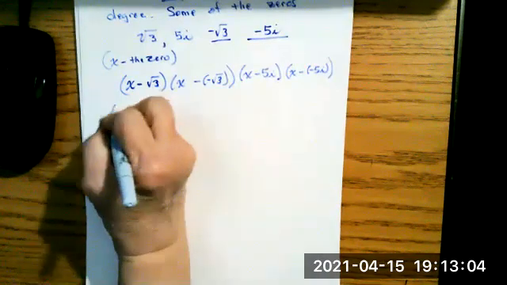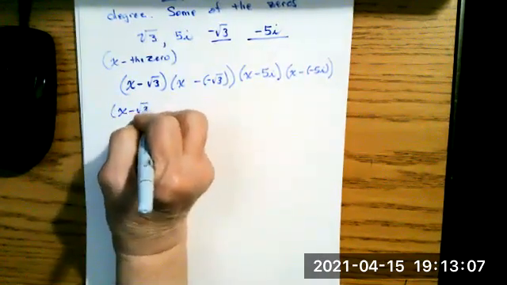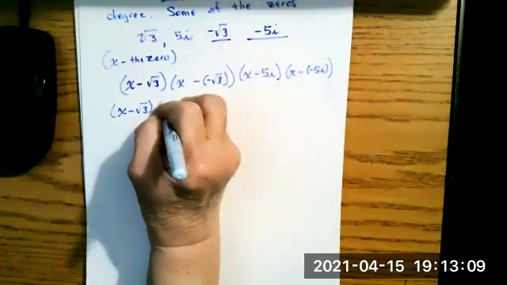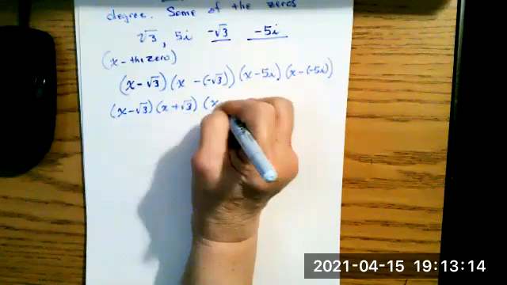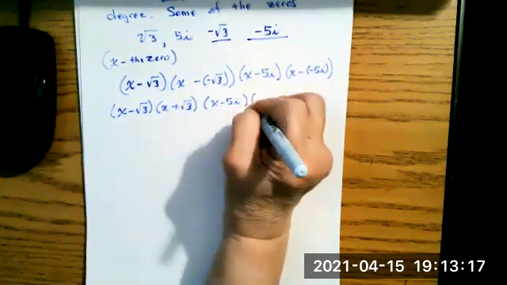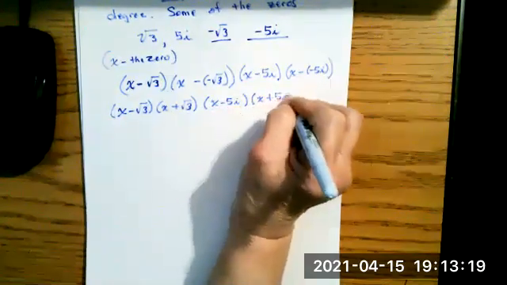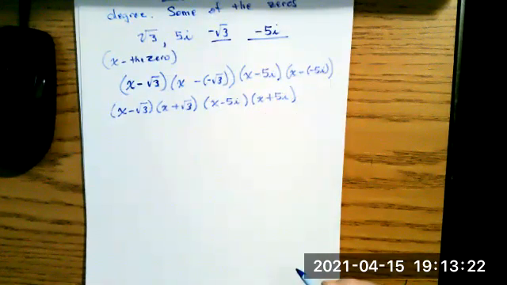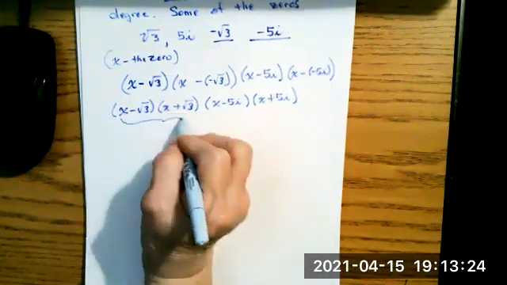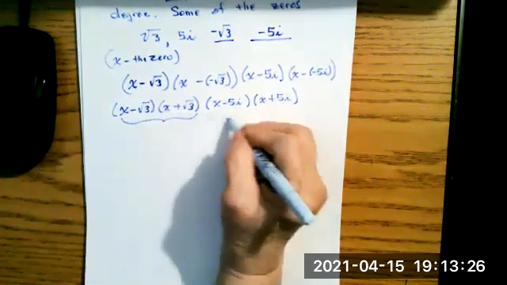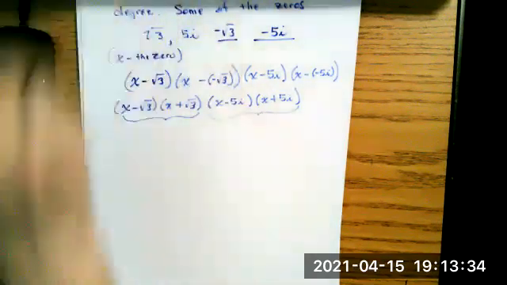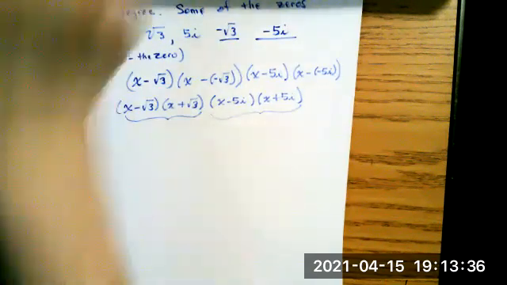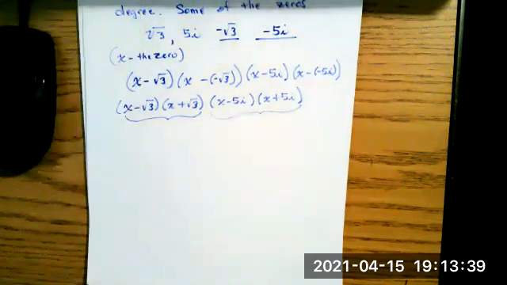Okay, let's clean it up a bit. X minus the square root of 3, x plus the square root of 3, x minus 5i, and x plus 5i. Now, you'd be really not smart to multiply these two in the middle together. You want to get rid of the i's and get rid of the square roots. Okay? All right, let's see what we've got here.